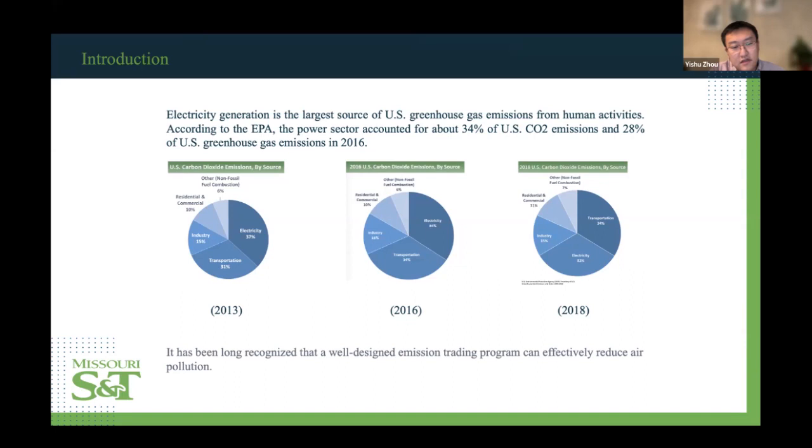Considering natural gas is cleaner than coal, switching from coal to natural gas because of the price will also decrease carbon dioxide emissions. This is one of the major reasons. But another reason is that it has long been recognized that a well-designed emission trading program, such as a cap and trade program, can effectively reduce air pollution.